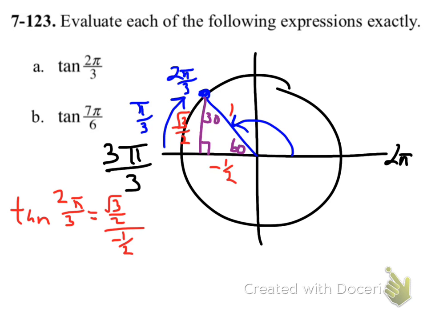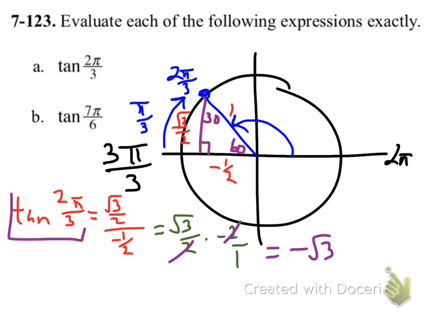Instead of dividing by a fraction, I'm going to multiply by the reciprocal. So this then equals square root of 3 over 2 times the reciprocal, which is negative 2 over 1. I make a giant 1 here with my 2's, and this then equals a negative square root of 3 over 1. You don't need to have the over 1. So tangent of 2 pi over 3 equals negative square root of 3.